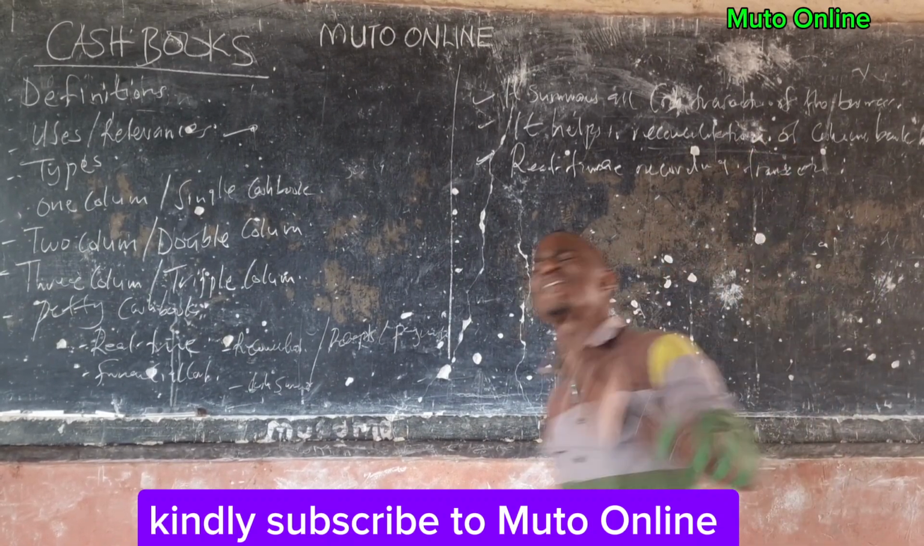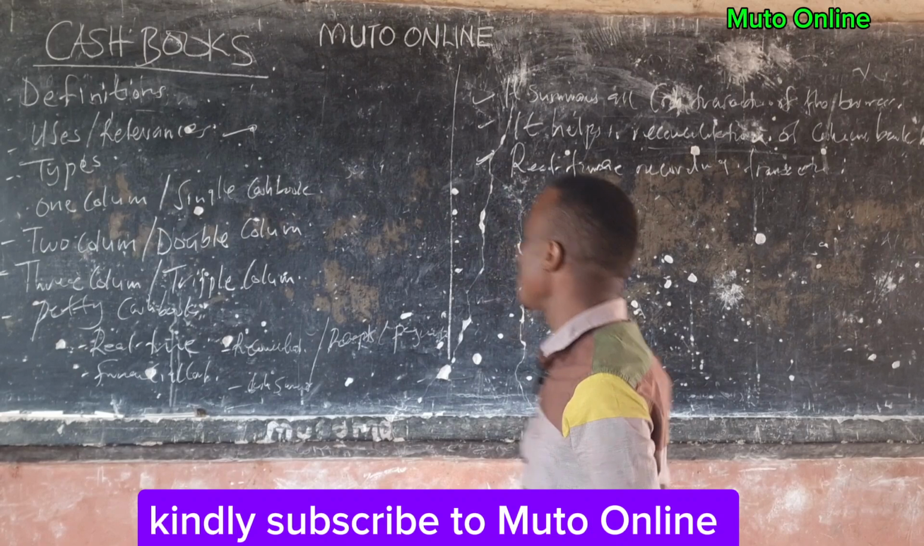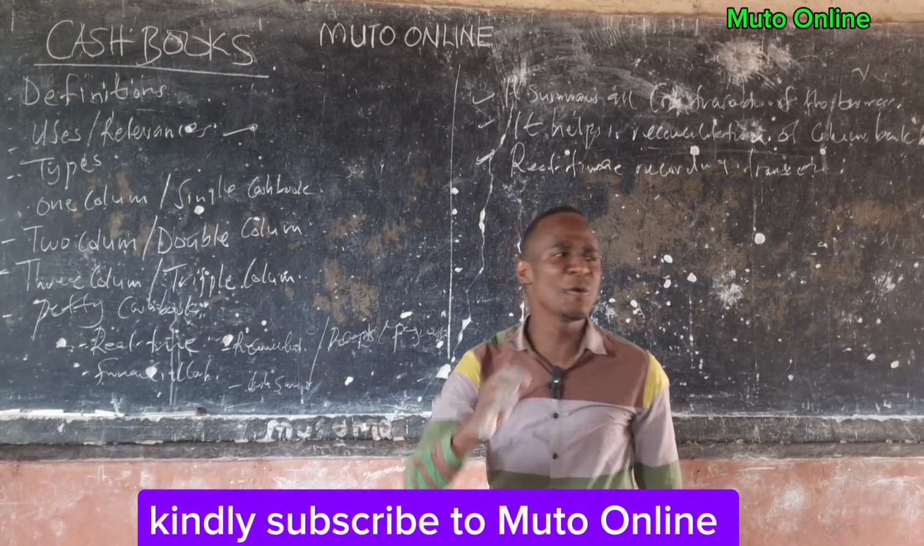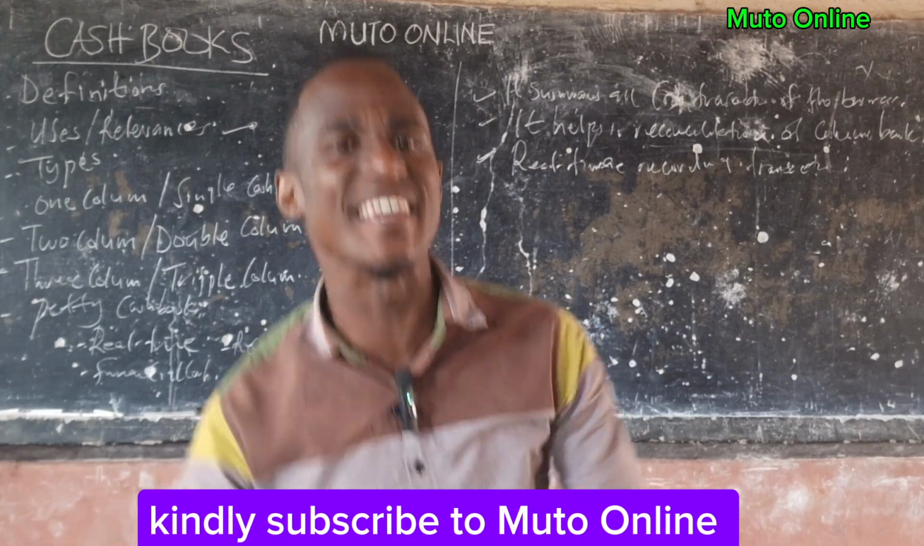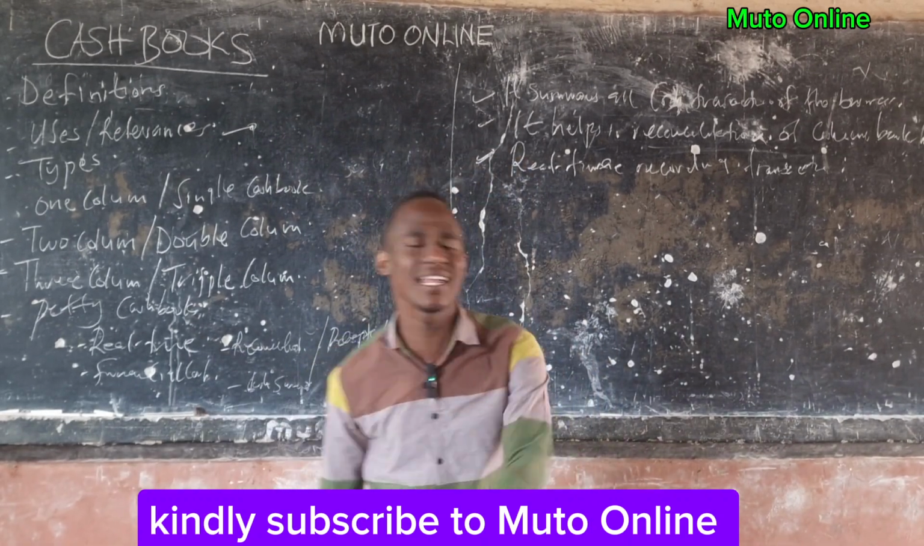Remember, at the end of the cash book, we do what we call balancing of all these accounts.